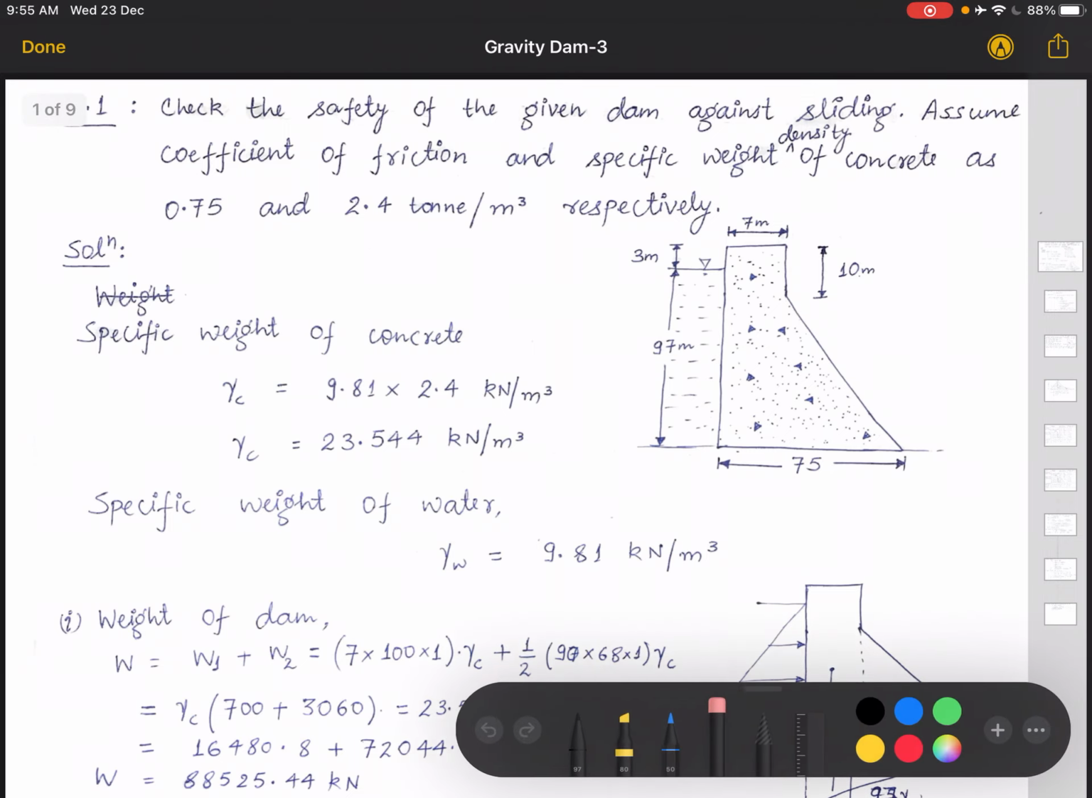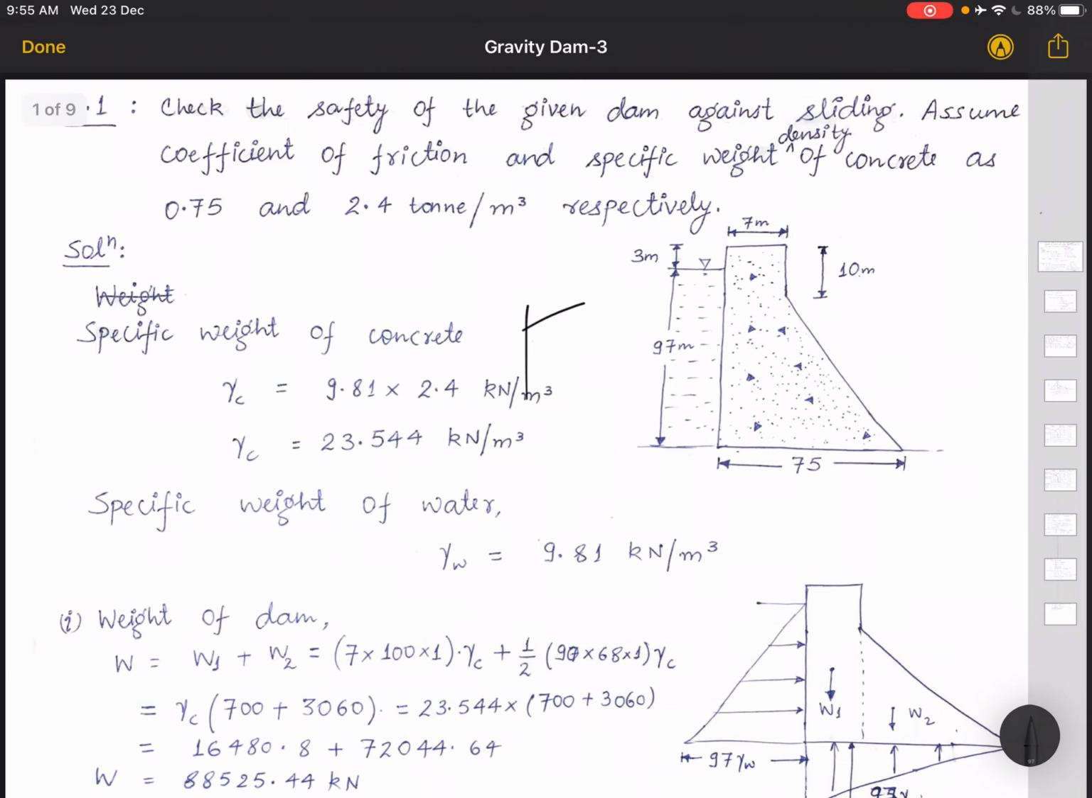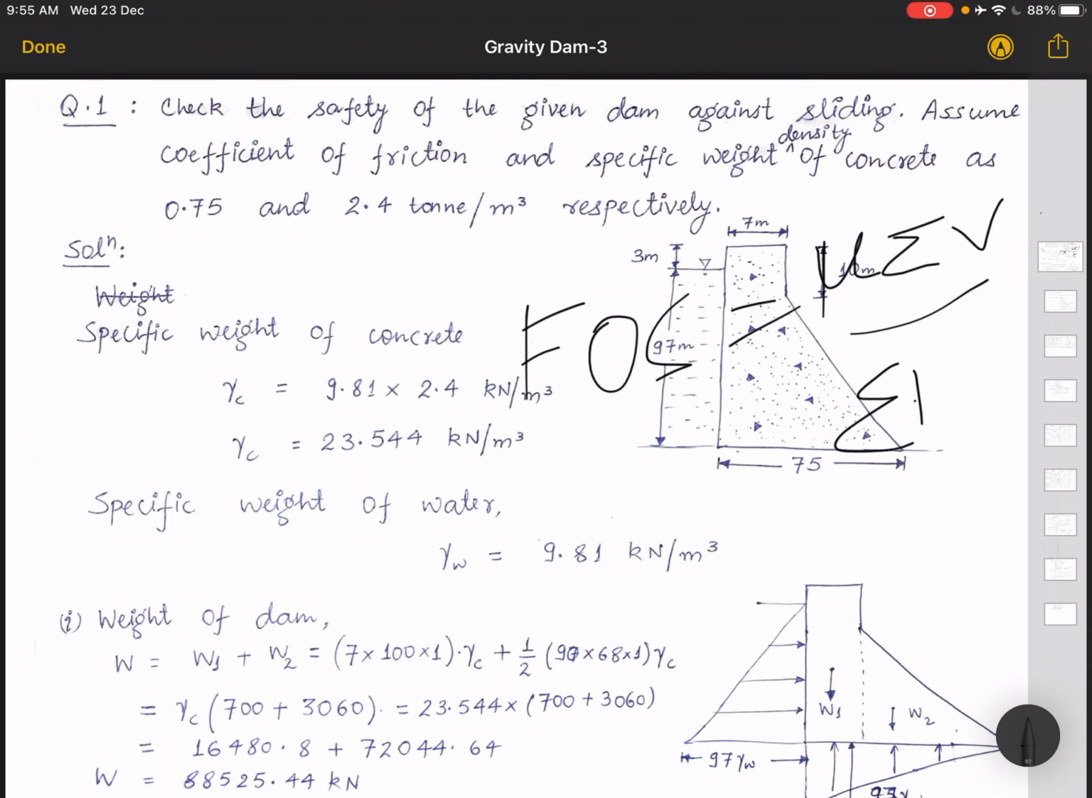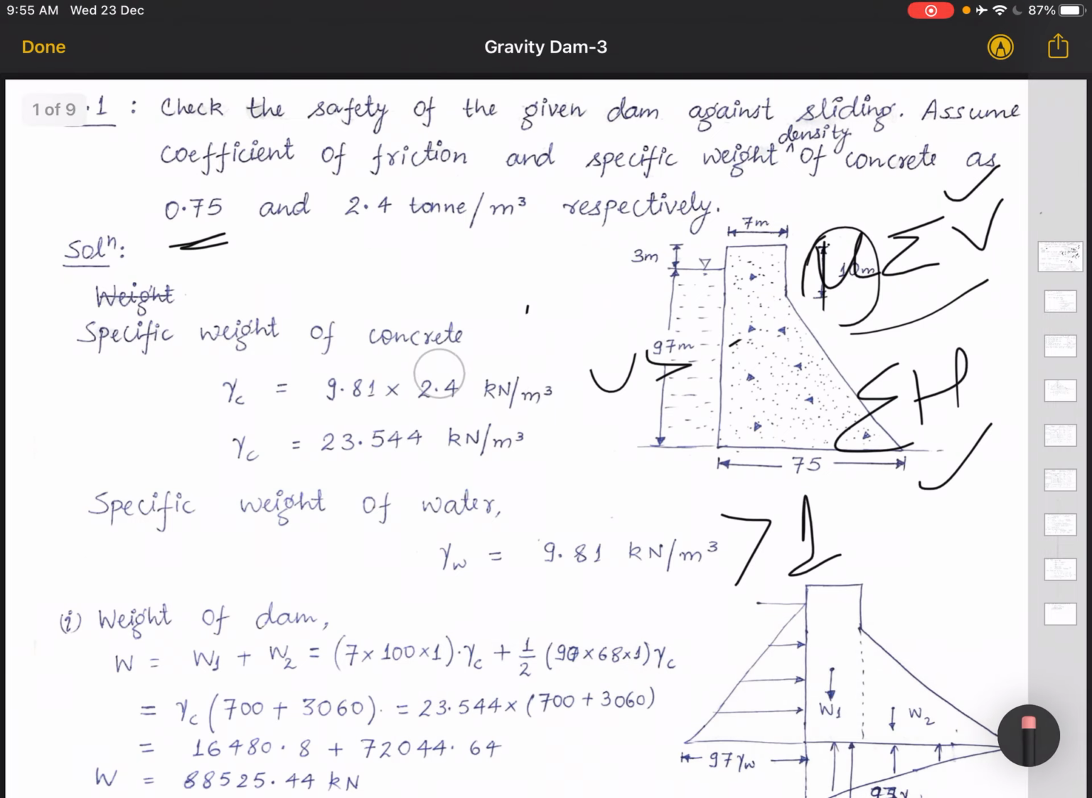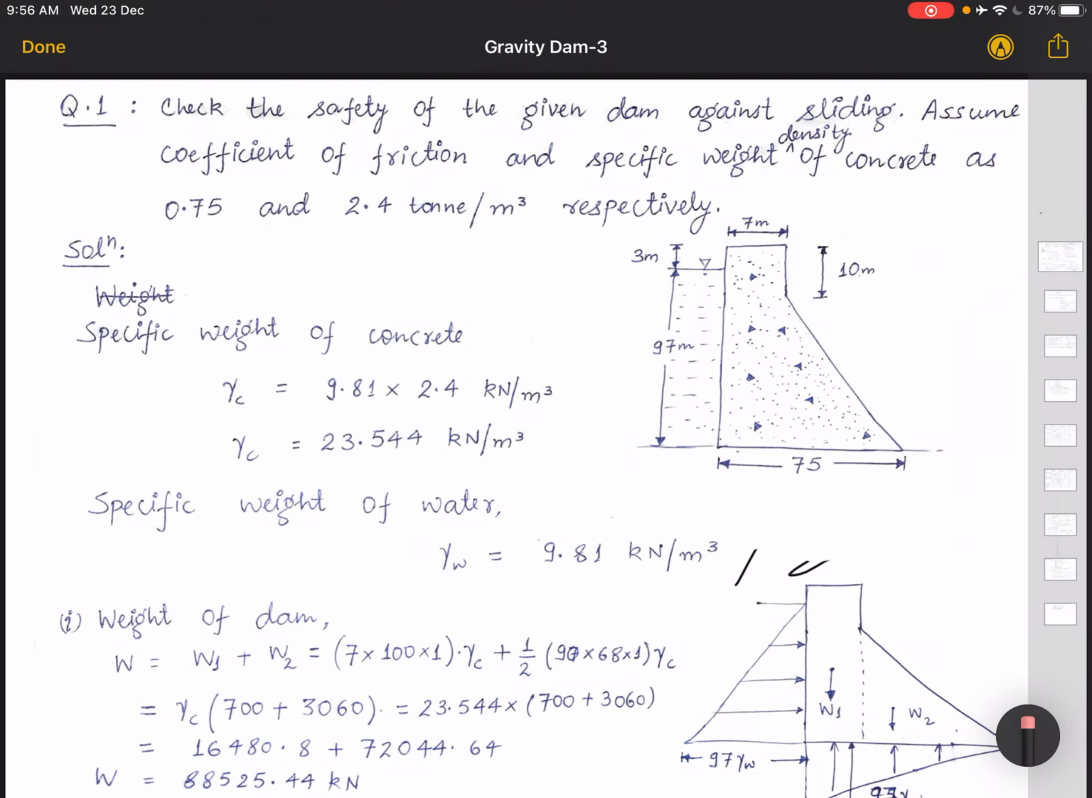This factor of safety was coming out to be mu times summation V upon summation H. So mu is given as 0.75. Summation V and summation H we have to calculate, and it should come greater than 1. If it is greater than 1, the dam is safe. If it is equal to 1, the dam is on the verge of failure, and if it is less than 1, then we have to redesign this dam. That means the dam is not safe. Accordingly you have to solve this problem.